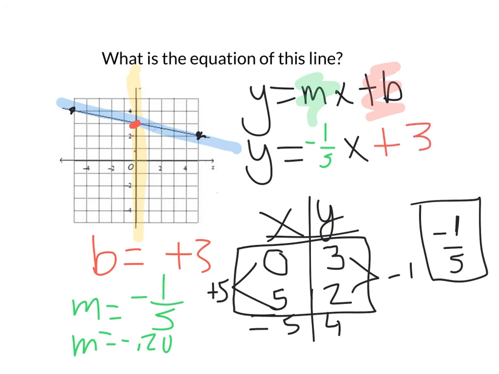So again, you can check it. Plug in a 0. What is negative 1/5 times 0? Well, anything times 0 is 0, plus 3 is 3. Plug in a 5. Negative 1/5 times 5 is negative 1, plus 3 gives me a positive 2. So those all check out. And then negative 5 times negative 1/5 is positive 1, plus 3 is positive 4. So again, reviewing the steps here.